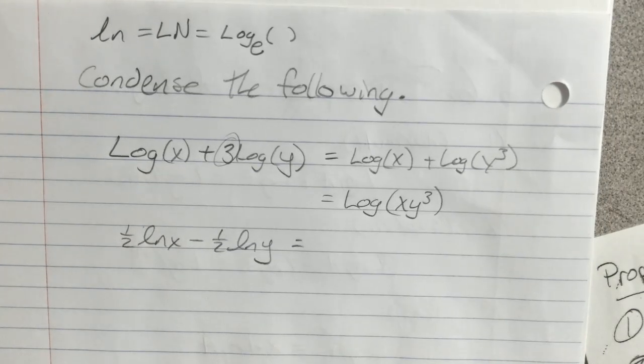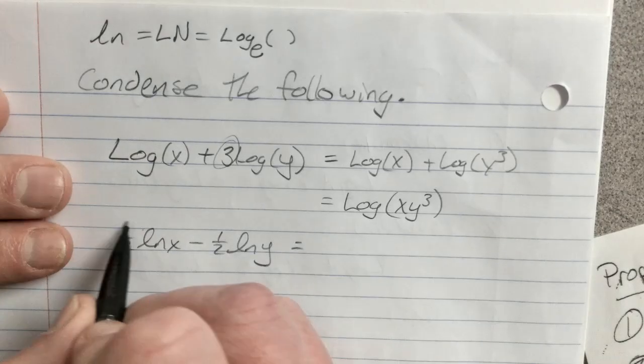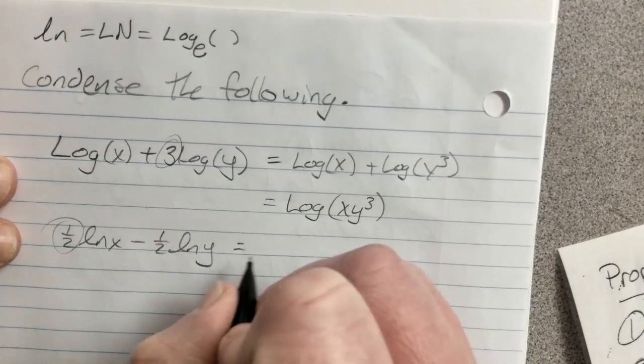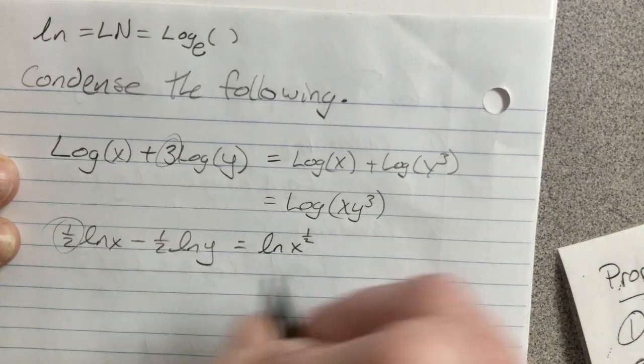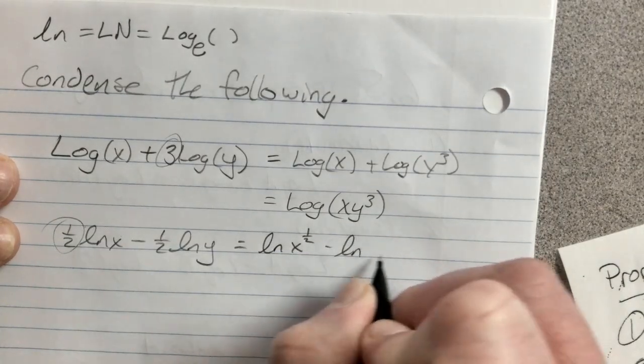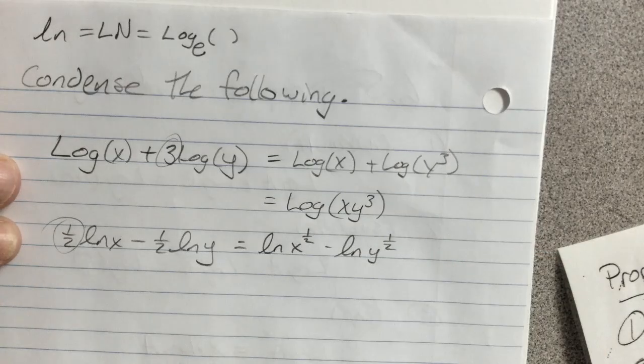All right, so what's our first property? Put the exponent. Exponential property. So the number out front becomes the exponent. So I get the natural log of x raised to the 1/2 power minus the natural log of y raised to the 1/2 power.